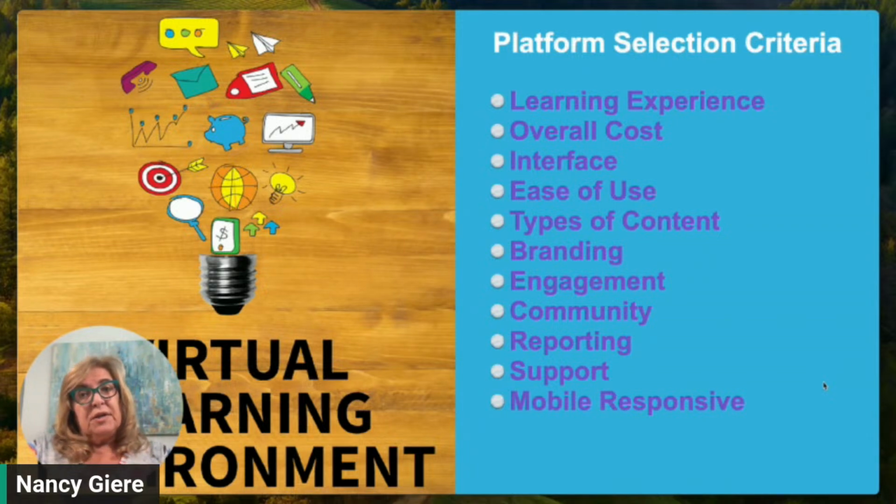And when you're making the choice about where you're going to have this program sit, this is a really brief list of selection criteria. You have to think about the learning experience, what it's going to cost, what the interface is like, how easy it is to use, what different types of content you can put on there, what type of branding is available, what you can do for engagement, whether there is an opportunity to build a community, what the reporting is like, what their support is like, and whether it is mobile responsive.